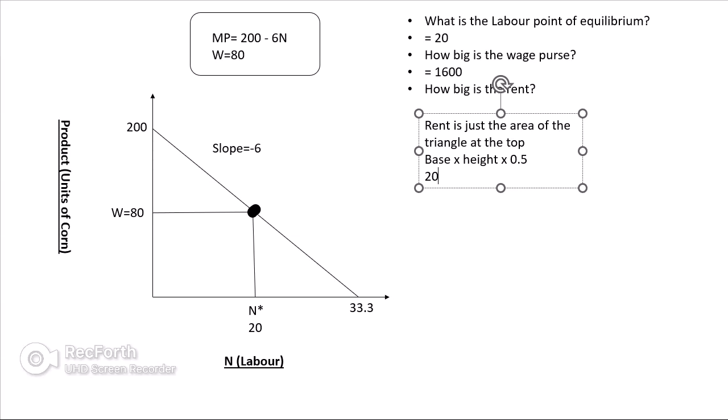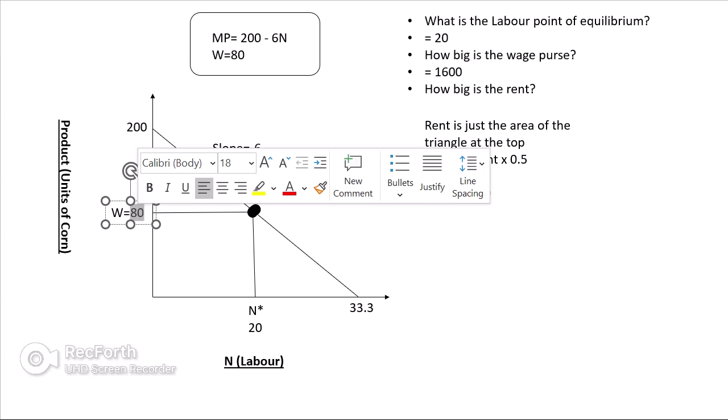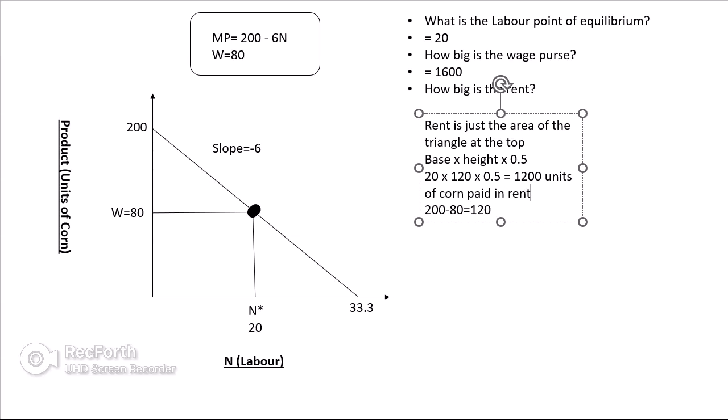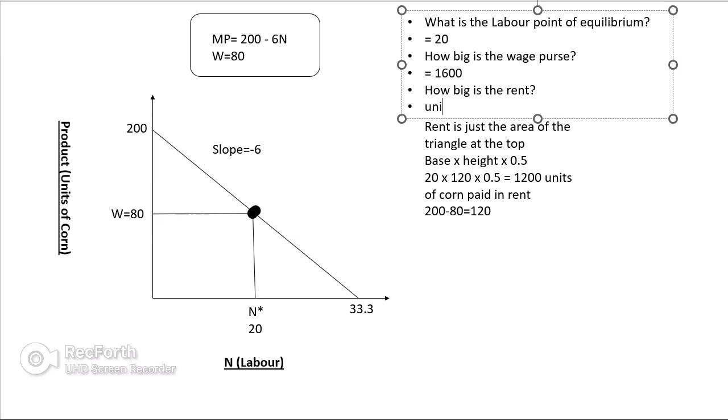So what would that be? Well, the base is going to be equal to 20, I believe, yeah. The base is equal to 20. The height is going to be equal to 200 minus 80 equals 120. Because obviously it's the difference between the 2 points there and there. For the triangle, fairly self-explanatory. 20 times 120 times 0.5, and that is going to be equal to 1,200 units of corn in rent. Corn paid in rent. So I'll just put that there, equals 1,200 units of corn.